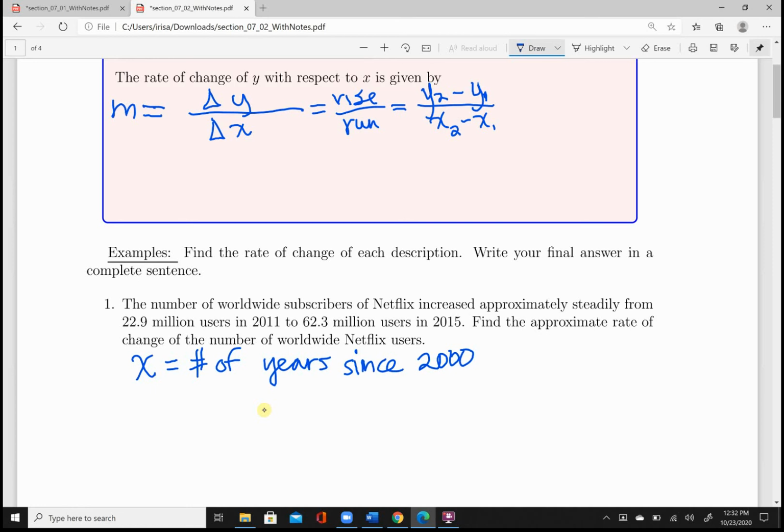So that means my X value for my first ordered pair will be 11, because that's how many years past 2000 the year 2011 is. And then my other ordered pair will have a 15. Much easier to deal with 11 and 15 rather than 2011 and 2015, in my opinion. Y is going to be basically the resulting value. Depending on the year, the millions of users changed. And notice that the units here are in millions of users. It's not 22,900,000. I don't have that number expanded out. I'm thinking about these things in terms of millions of users. So I'm going to let Y be millions of users.